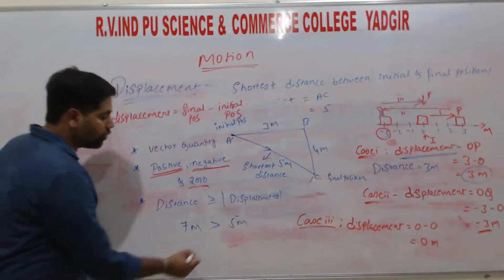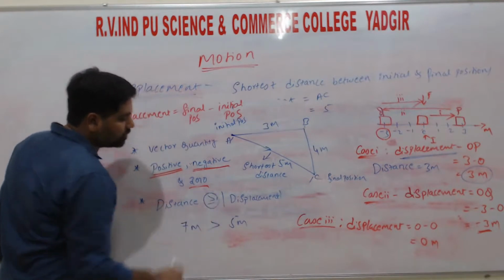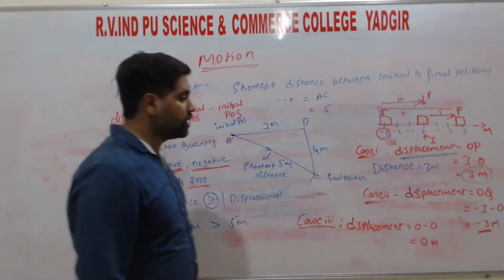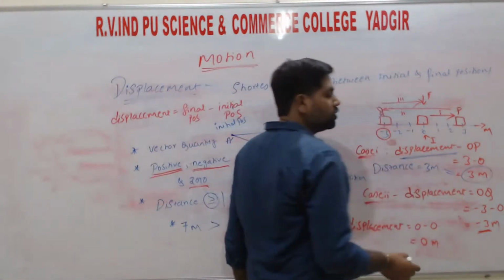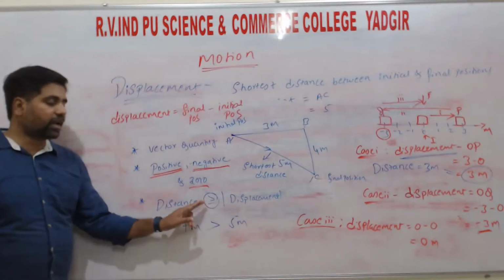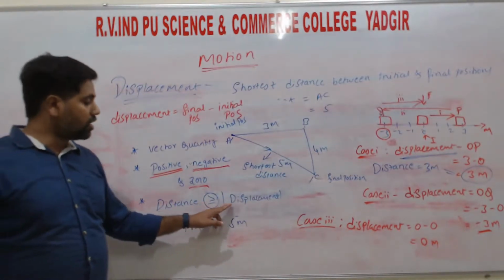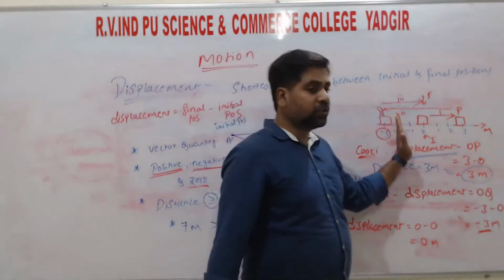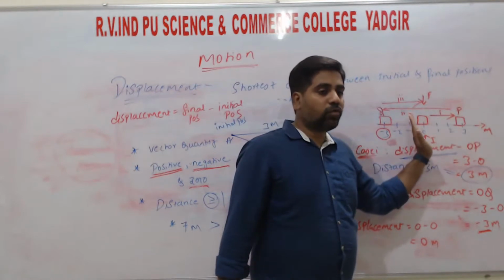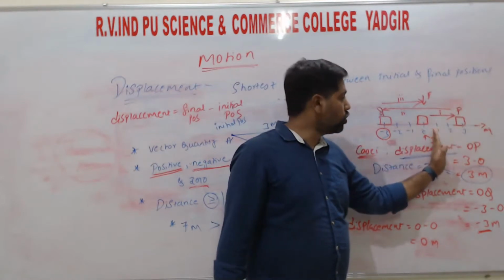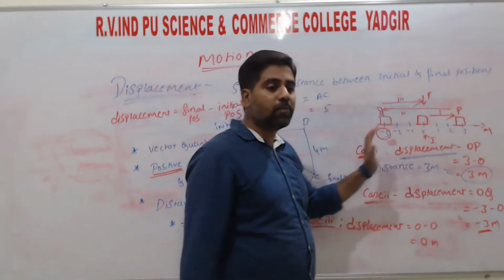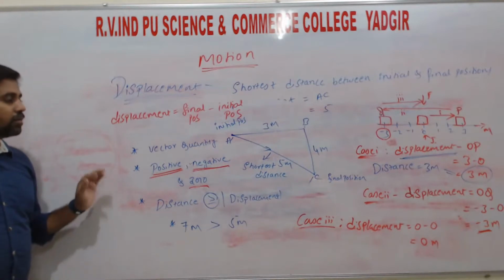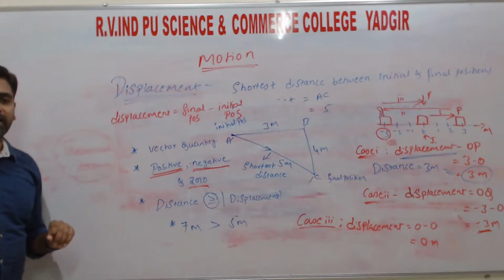So observe that one, this is the condition. In the first case, here we have 7 is greater than 5. Here we have 3 meter is equal to 3 meter. So if we combine those two, we can write distance is always greater than or equal to displacement. When it will be equal? If the object is moving in a straight direction, that is, in one dimension motion, both the distance and displacement have the same magnitude, right? That means distance is equal to displacement when the object is moving in a straight direction, right?